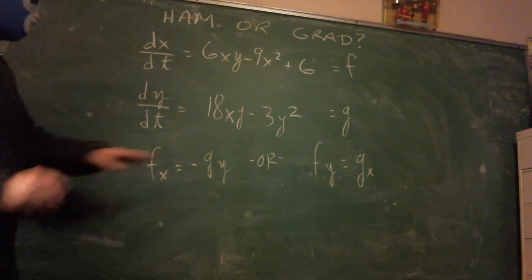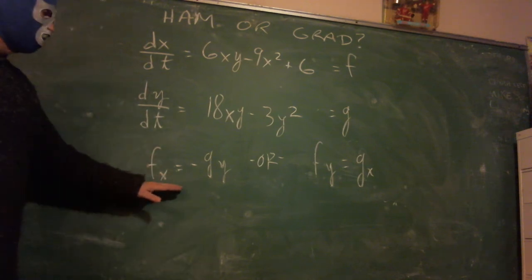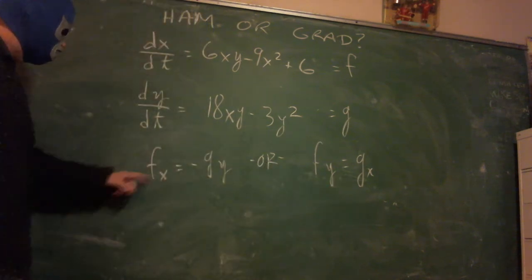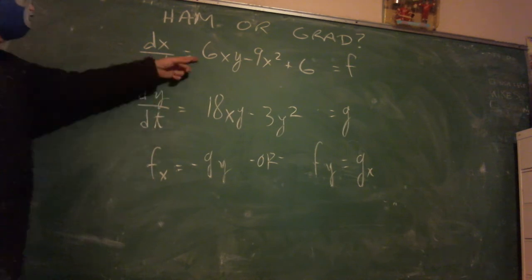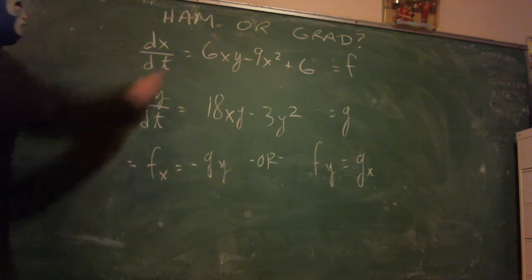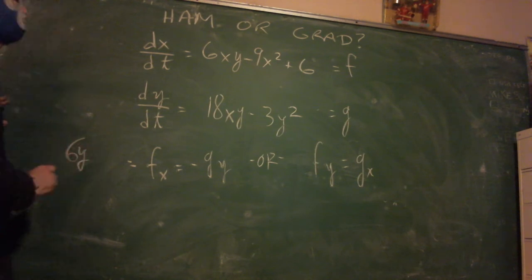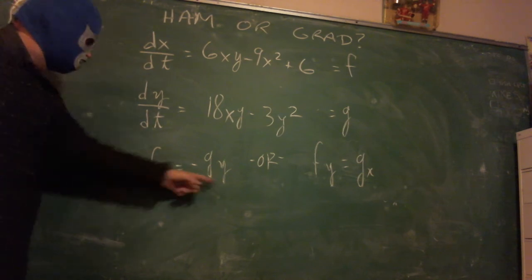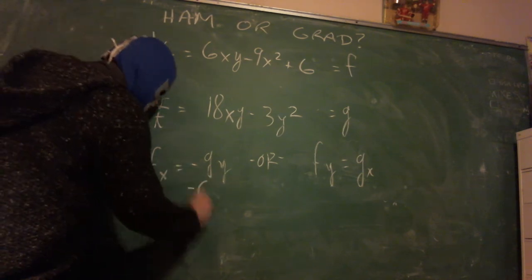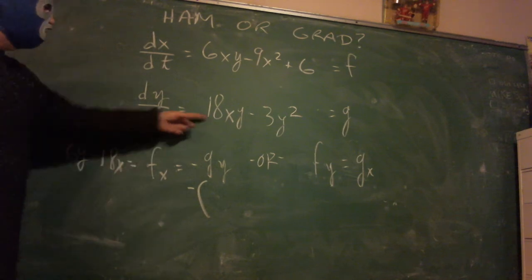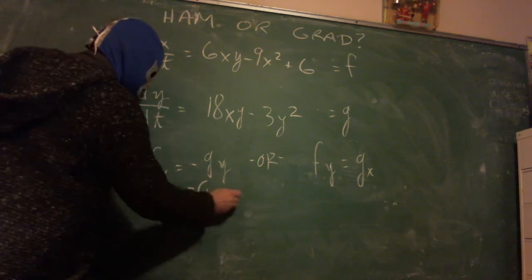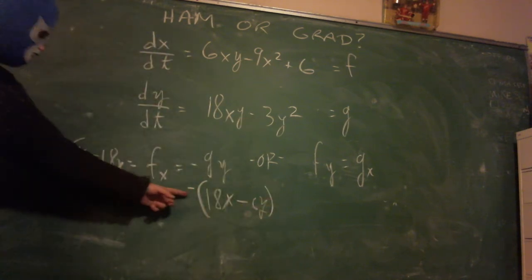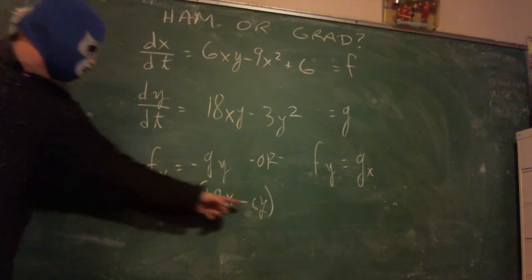So here's the Hamiltonian test. Let's see if this one applies. Here's the gradient test. See if this one applies. So I need the partial with respect to x of this first one. That comes out to be 6y minus 18x. Now, little g, partial with respect to y is 18x minus 6y. So if you distribute this minus sign, you get the negative 18x, you get the positive 6y.